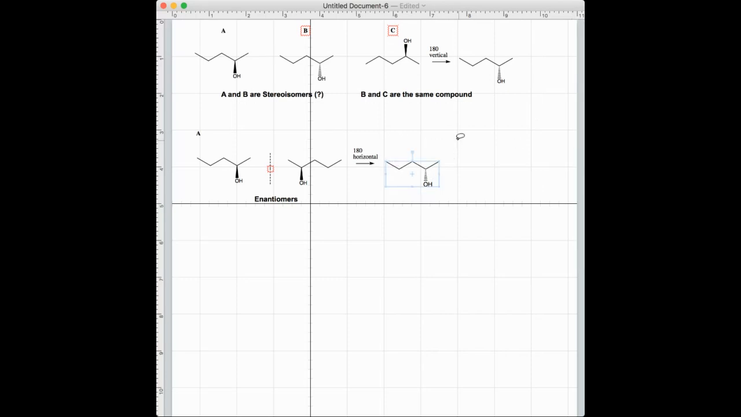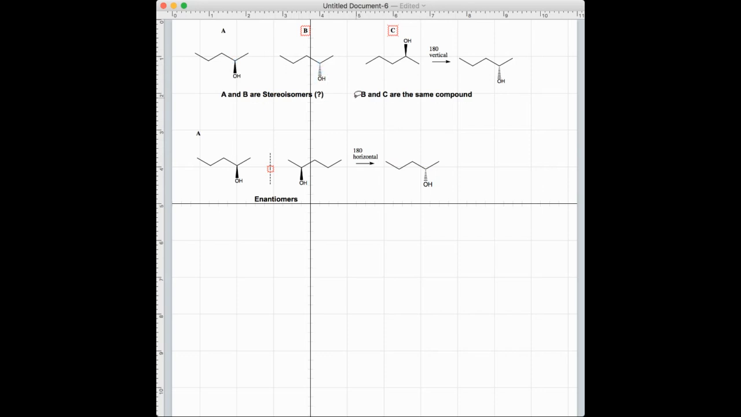And now that I flip the structure of the enantiomer, I'm gonna try to superpose these two. And then now the question is, do they match? Are these two superposable? They are. So what is the relationship between B and A? Somebody said, so once again, A and B, we just said that they are stereoisomers because they have same molecular formula, same connectivity, different orientation in space.